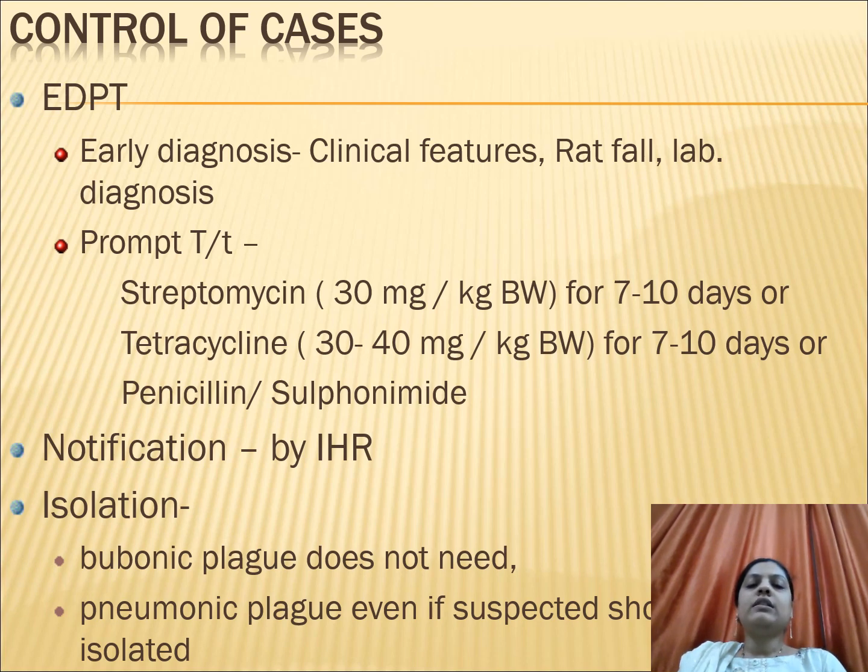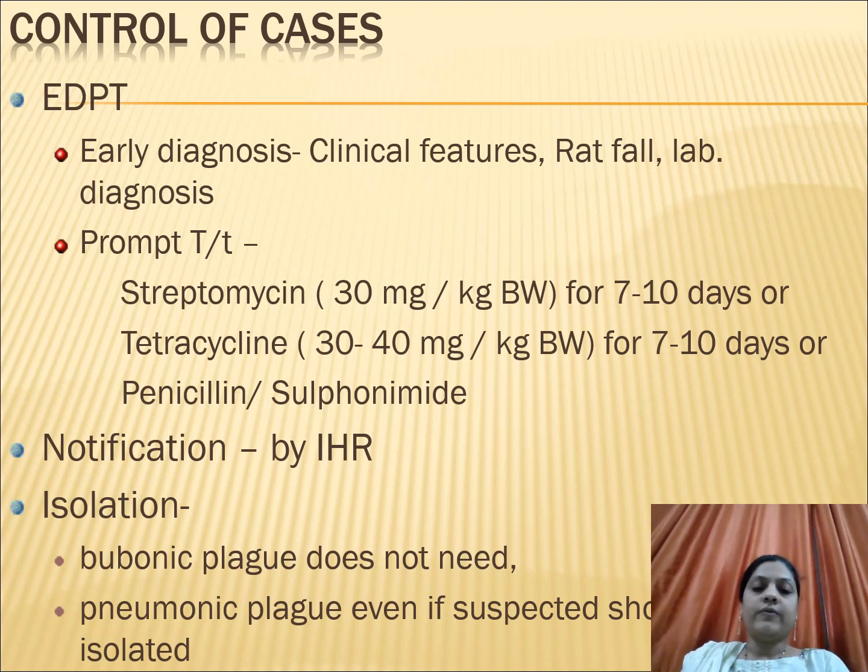With streptomycin, it is given 30 mg per kg body weight intramuscular injection for 7 to 10 days, or tetracycline 30 to 40 mg per kg body weight for 7 to 10 days per oral, or penicillin and sulfonamides. It's very important that as soon as the disease is diagnosed or when it is suspected, we have to notify the disease. The disease is under international health regulations, it must be notified.